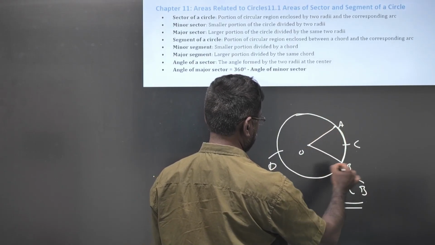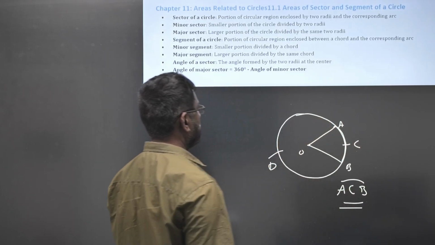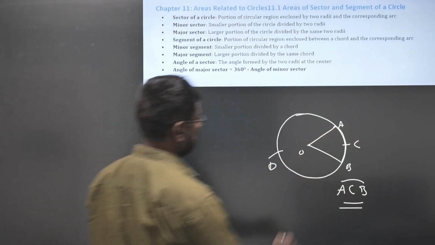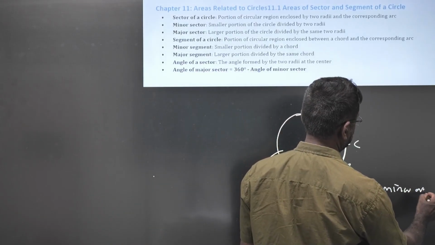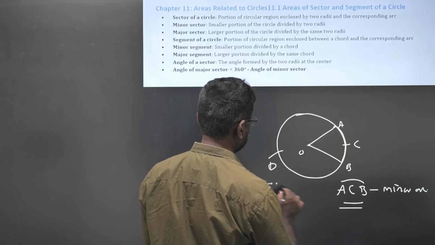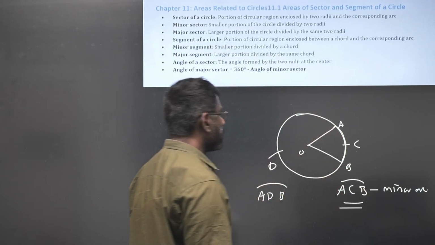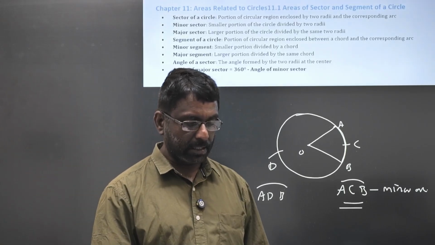Arc, this is a bigger arc. This is the minor arc ACB. This is the major arc ADB. Here ACB is the minor arc and arc ADB is the major arc of the circle.